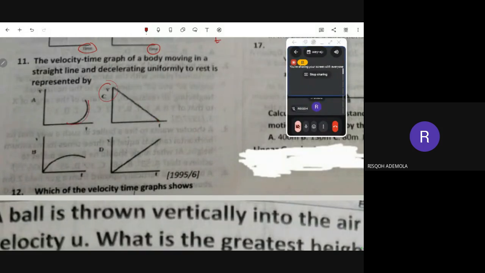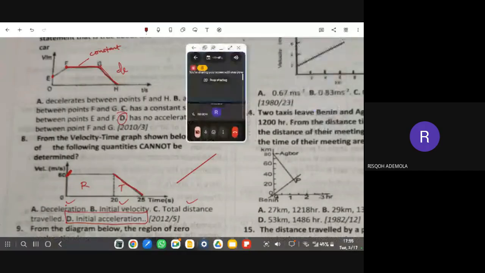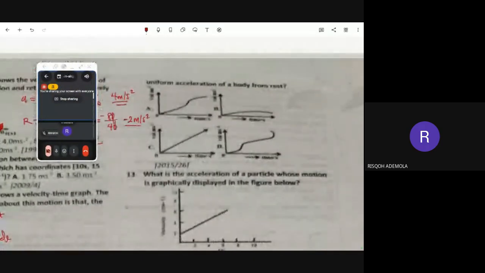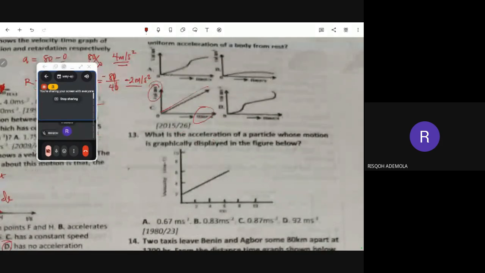When we see this curve, we'll talk about them. For now, no. This one, you can see, is acceleration. Question 12. Which of the velocity time graphs shows uniform acceleration of the body from rest? You can see this one too. Very simple. Why is the exam going so simple like this? Uniform acceleration. So I hope you checked there is this velocity time graph. You see velocity in meters per second. Although it's not very clear, let's manage it like that.